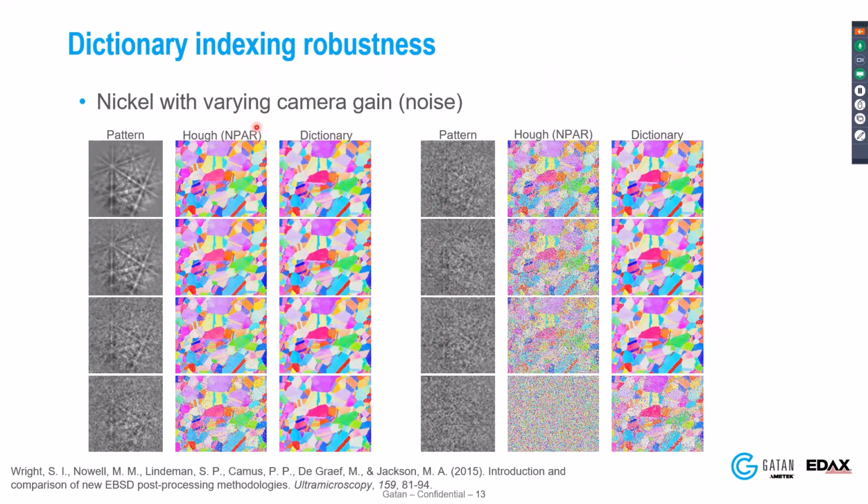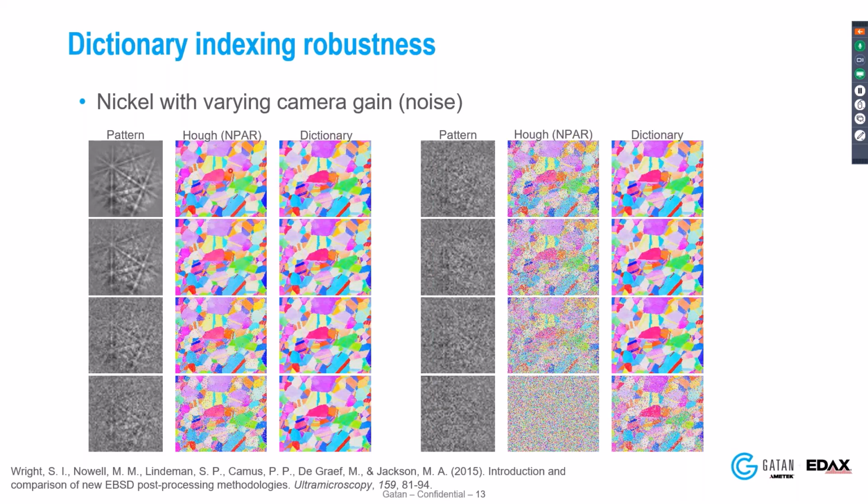So this is just an example here from a paper we did about 10 years ago, looking at how the indexing works as a function of camera gain or noise in the camera system. Here you can visually see the pattern. This is Hough indexing. You'll see here we are also doing something we call NPAR, which stands for neighbor pattern averaging and reindexing. I'll have a slide or two where I explain this in just a second, but it's another method that we've developed to improve indexing performance as pattern quality becomes weaker. And then we have the dictionary indexing.